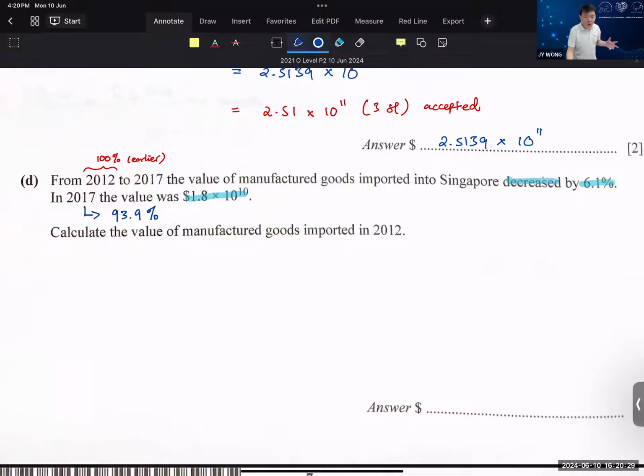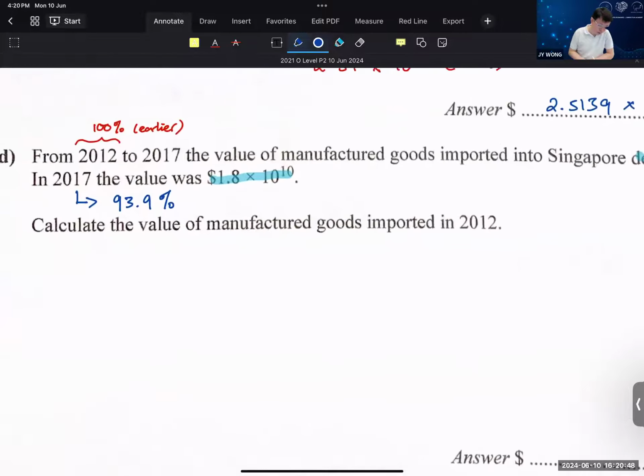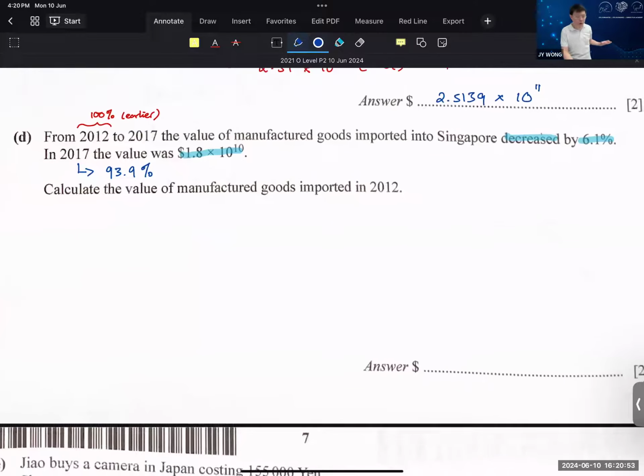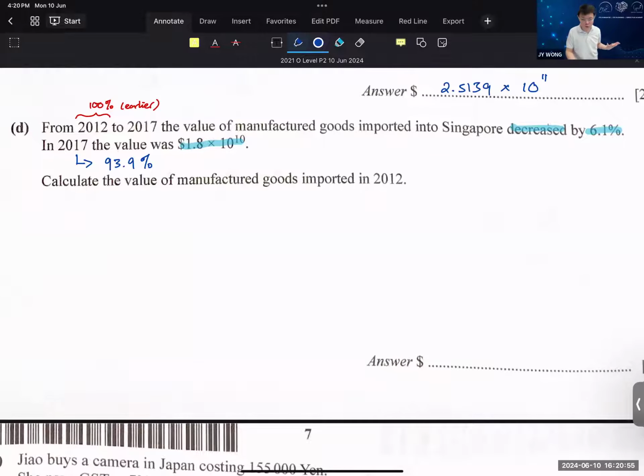Okay, so some of you will get this question wrong because you tell me that 2017 is 100%, then you go and find 93.9%, which is wrong. 2017 is your 93.9% because when doing percentage comparison, generally speaking, your earlier year is your 100%. All right, so don't be confused by this. So this kind of question, actually in primary school, you also see before percentage comparison or percentage increase, decrease, which is the earlier year is your 100%. Okay.